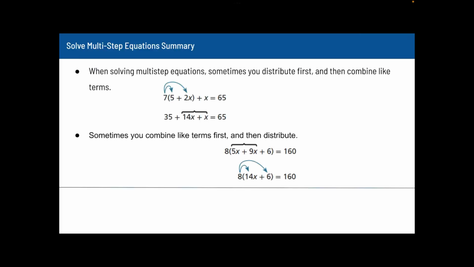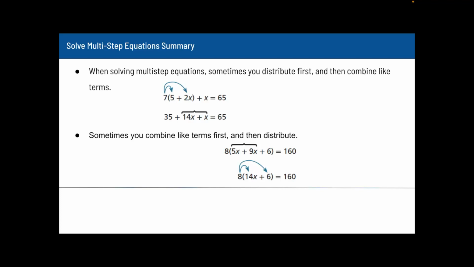Finally, we have our summary. Remember, you are writing this in your notes where it says summary. When solving multi-step equations, sometimes you distribute first and then combine like terms, like we see in this first example where they distribute the 7, and then they combine 14x and x. However, sometimes you might need to combine like terms and then distribute, like in the second example.